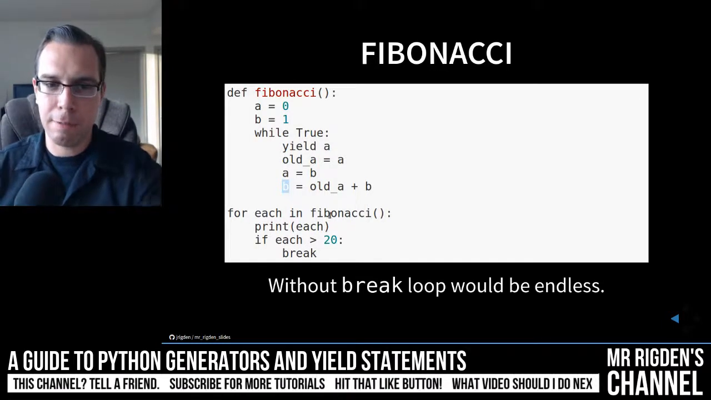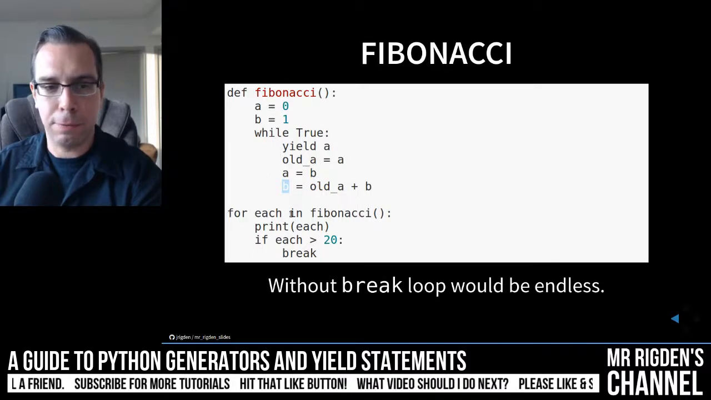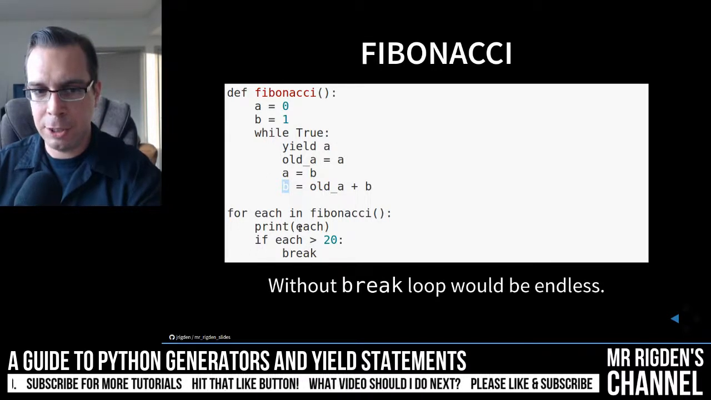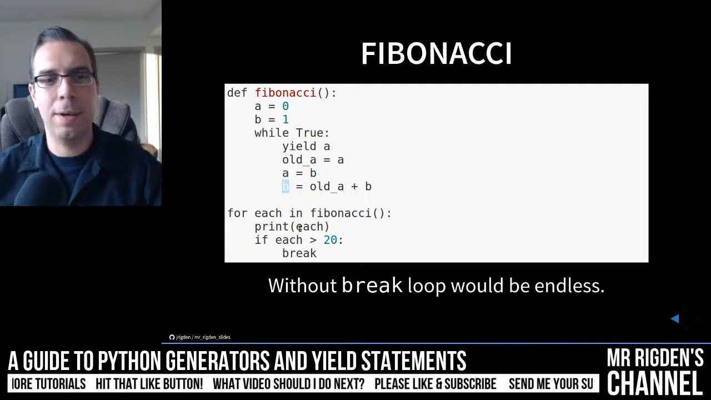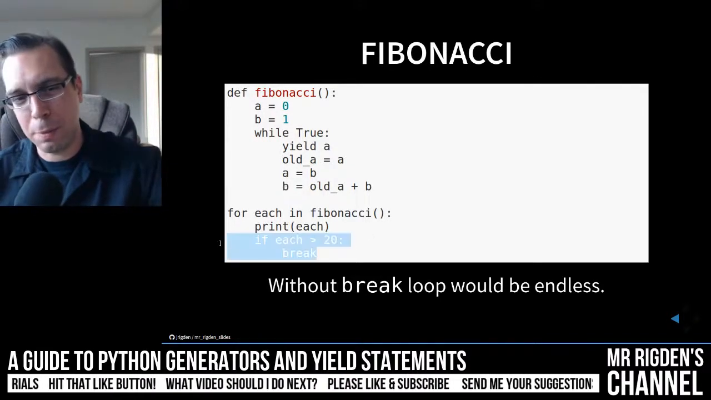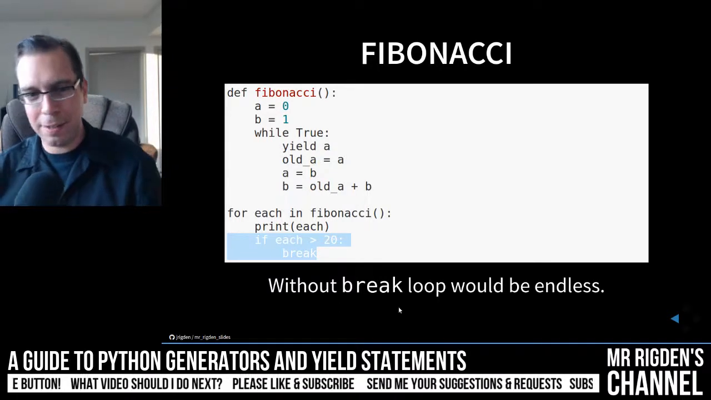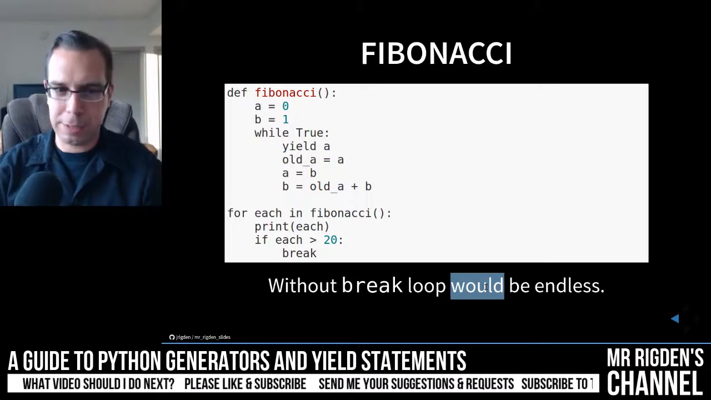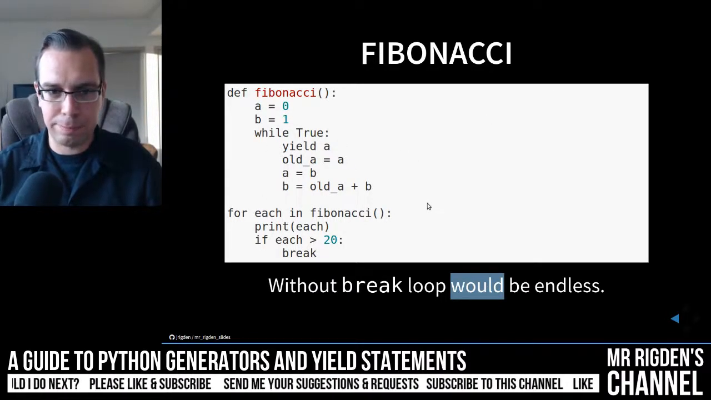And now we're going to loop through that Fibonacci function. So for each in Fibonacci, print each. We're going to break at 20 because, like I said, this is infinite and it would just keep on going. So don't worry about the break. That's just to stop it from going crazy. Like it says, without a break, the loop would be endless. So take a look at this code. You can see how it's going to loop through this code.